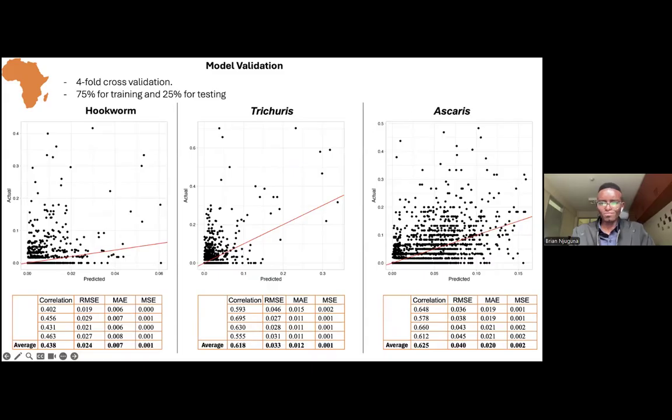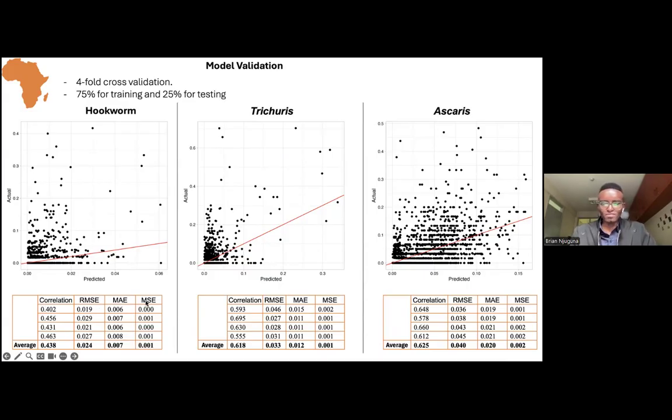Now, finally, in any model, you need to trust your model, and therefore we did a cross-validation to see how our model performed. How we did that is by holding 75% of the schools for training and then 25% for testing, and we repeated this 4 times. Then we calculated some metrics such as the Pearson correlation coefficient, the root mean square error, the MAE and MSE.